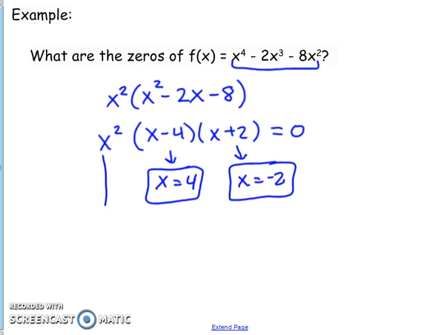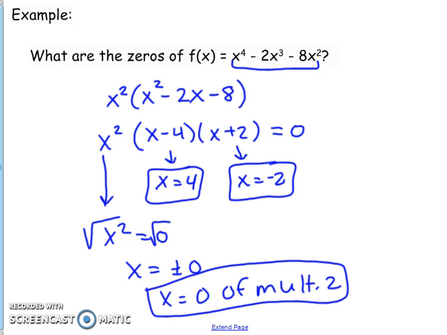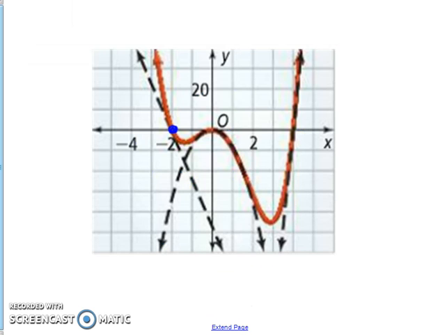When I have x squared, I'm going to set it to 0, and then I'm going to take the square root. When you take the square root, you get plus or minus 0. But since negative 0 is the same thing as positive 0, this is going to be x equals 0 of multiplicity 2. So we have 4 answers here. Okay, and then this is our graph. So you can see that when you have a multiplicity, it looks like a parabola. When you don't have a multiplicity, it's just like a linear shape. It just goes right through like a line.